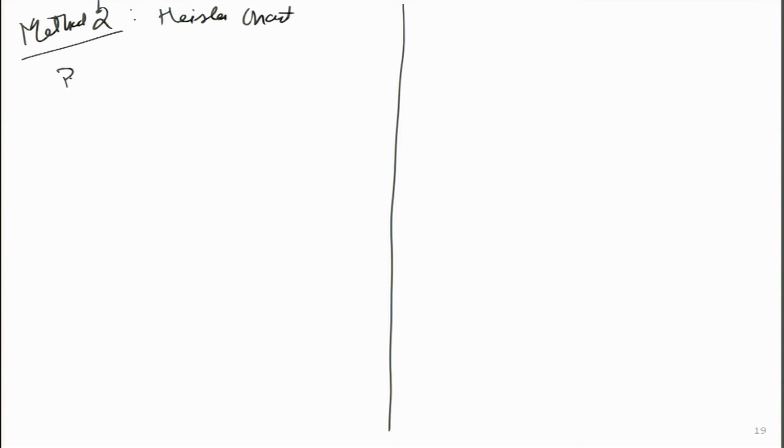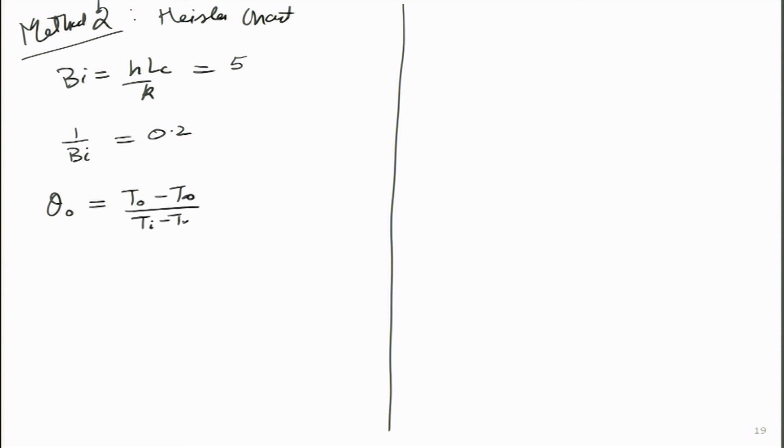Again in the Heisler chart, the first step is that we have to calculate the value of the Biot number, that we have already calculated was 5, and the Heisler chart also wants us to figure out the inverse of the Biot number. So, it turns out to be 0.2, and it also wants us to calculate the value of theta naught, which is simply T naught minus T infinity divided by T i minus T infinity, and this one we have already done earlier. You will remember that T naught was 25 degrees, this is 20, this is this. So, they will simply turn out to be 0.25.